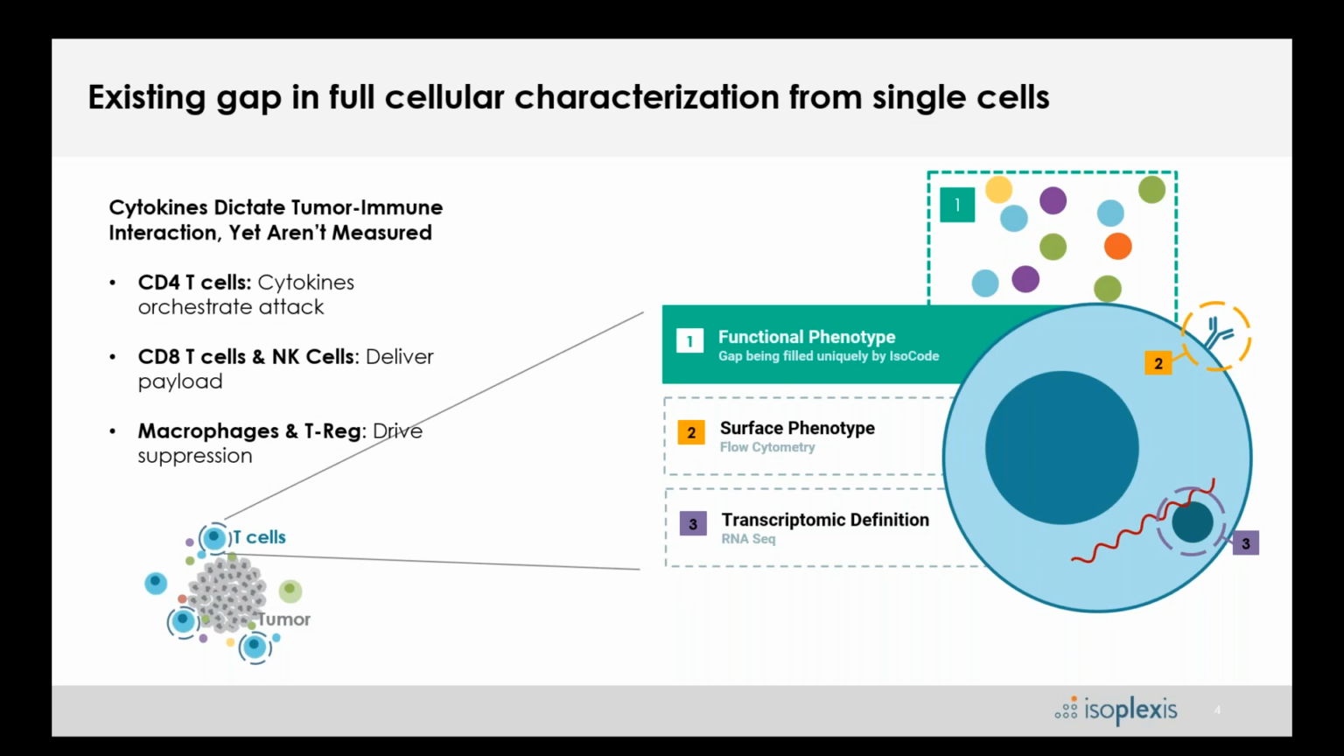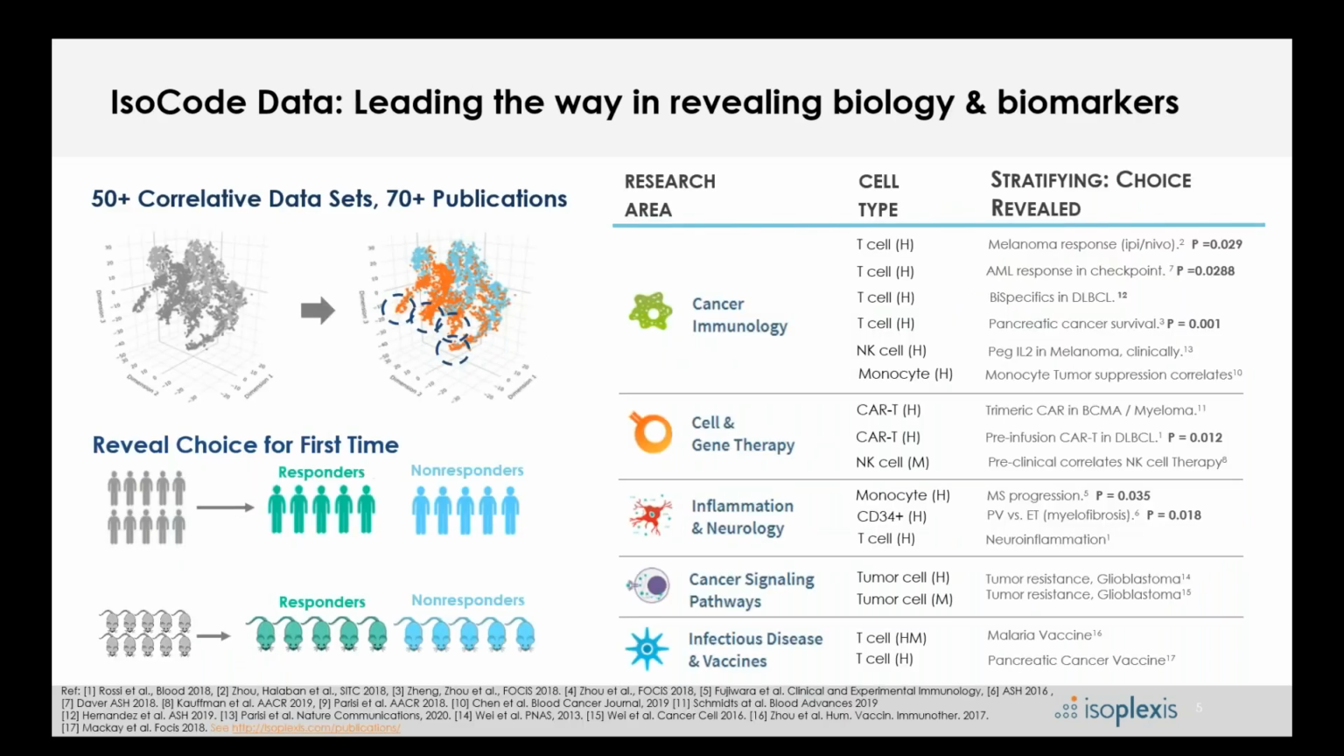And so why is single cell cytokine so important? It's almost obvious, so it can be overlooked, that our leap in innovation is able to characterize this. And it's because the cytokine function dictates the response of each cell to the tumor. The CD4 cells with cytokines orchestrate the rest of the cells to attack the tumor. The CD8 cells and NK cells with cytokines deliver the payload to the tumor, for example, and the macrophages and Treg cells with cytokines can drive tumor immune suppression. And so cytokine functional phenotyping is now well known to be quite important.